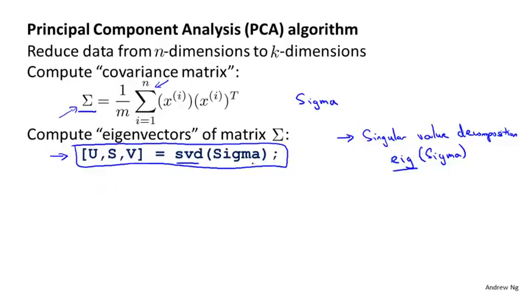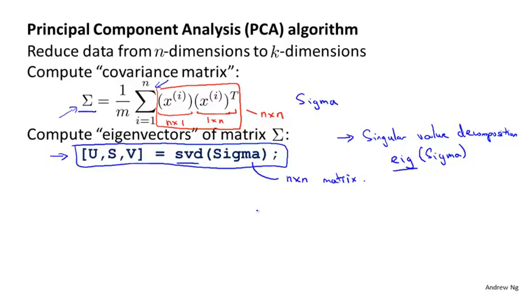So just to fill in some more details, this covariance matrix sigma will be an n by n matrix. One way to see that is if you look at the definition, x(i) is an n by 1 vector, and x(i) transpose is 1 by n, so the product of these two things is going to be an n by n matrix. And when you add up a bunch of these, you still have an n by n matrix.